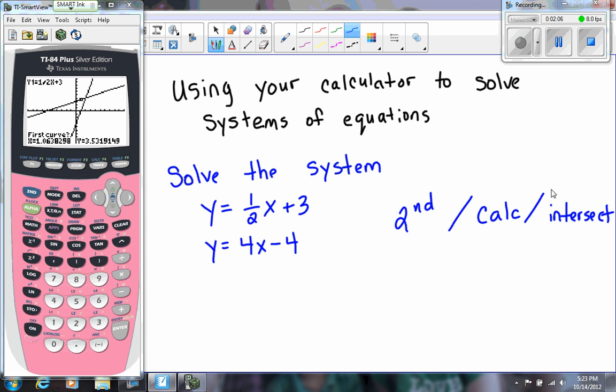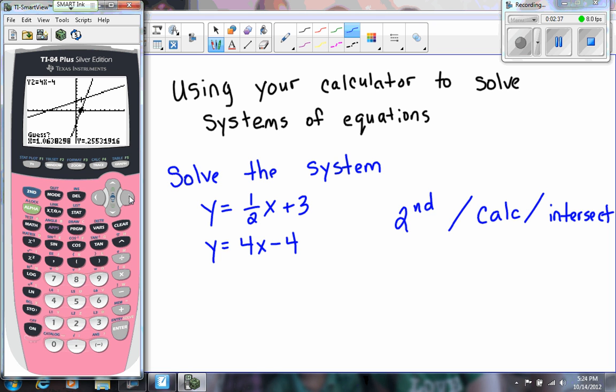Now, you end up with some prompts. Notice it says first curve, because it's possible to have more than 2 lines graphed, or they might not even be lines. So your calculator is asking you a question: is this the first curve? Well, yeah, it is. It's blinking on the first curve I wanted, so I hit enter. And then notice that the cursor is now blinking on the other line, and it says, is this the second curve? Yeah, it is. So I hit enter. And then it asks me to make a guess.